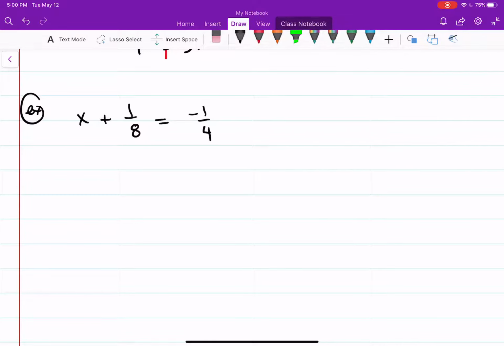So this one, still the same thing here. I still have this line down the center, okay? And my goal is still to get x by itself. So I got to get rid of the 1/8. It's a positive 1/8, so I want to subtract the 1/8, okay?